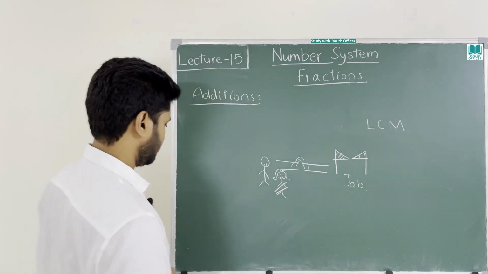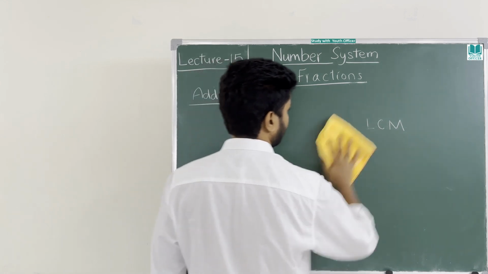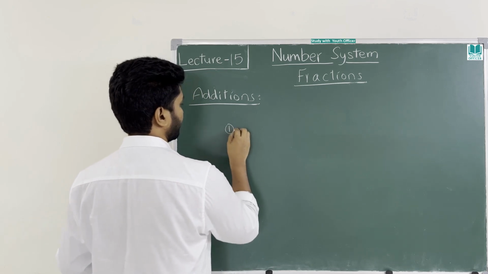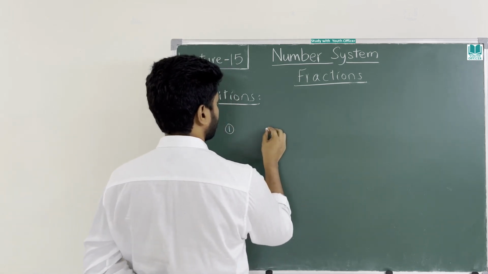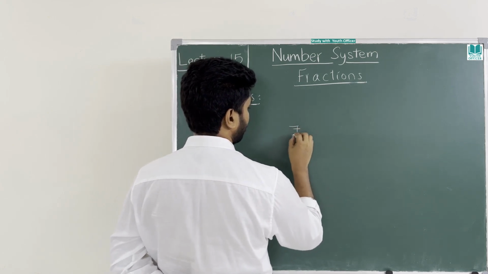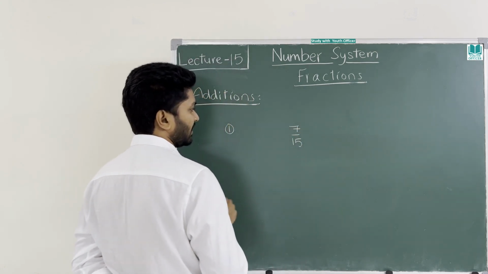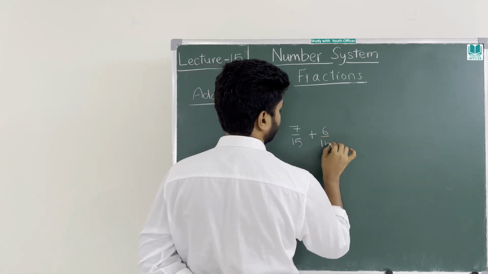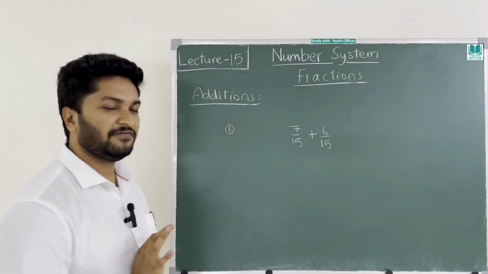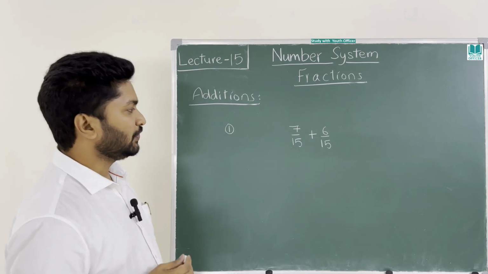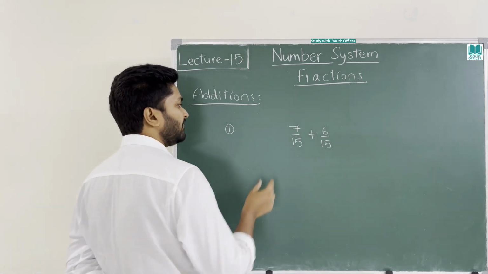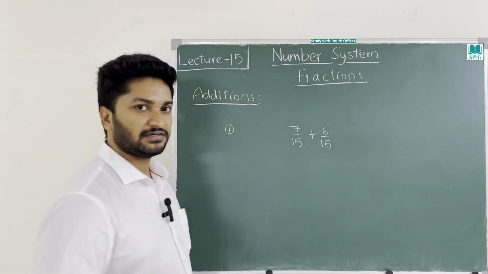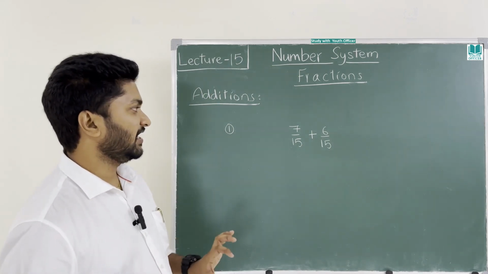How? Come on. Want to learn? I'll take an example. What is the example? Some 7 by 15 plus some 6 by 15. This is the first type of example. How do you do additions? In multiplications, you multiplied the numerators and you multiplied the denominators and gave the answer. But in additions, it is not like that.